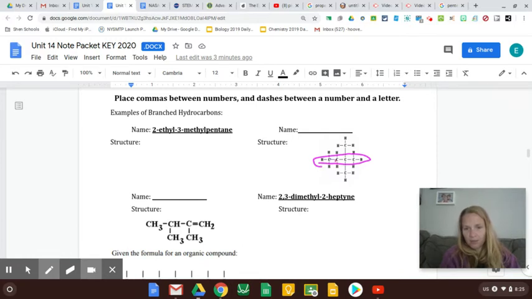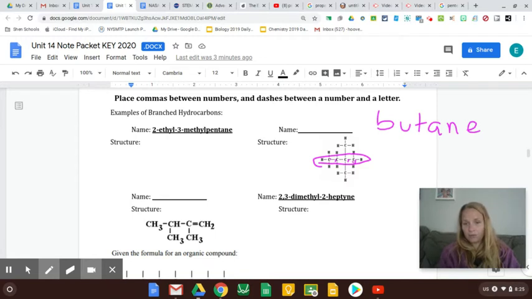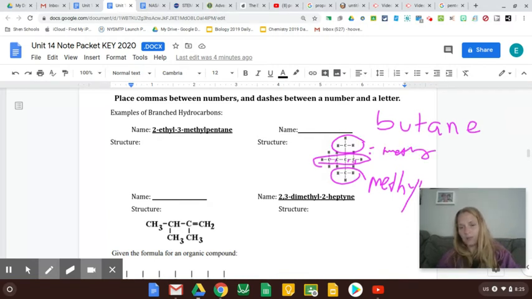It has 1, 2, 3, 4, so that is but-. It's all single bonds, so -ane, butane. And then I have 2 groups. I have this group and this group. It's not an ethyl. It's not 2 C's together. It's 1 C here, a little methyl group, and 1 C here, another little methyl group. So I actually have 2 methyl groups, and they're both coming off of the third carbon or the second carbon. Well, second is the smaller number, right? So I would count from this side, 1, 2. So they're both coming off the second carbon.